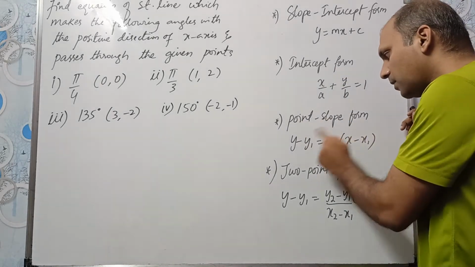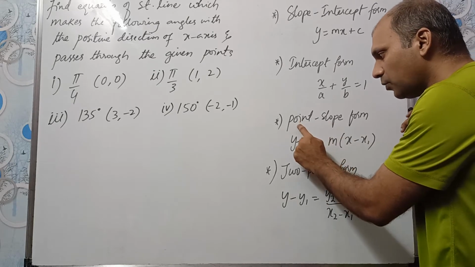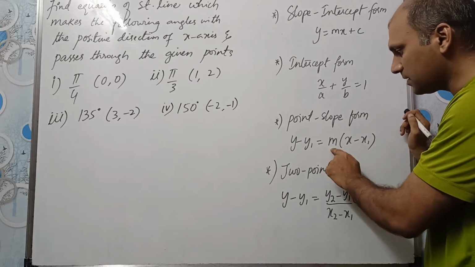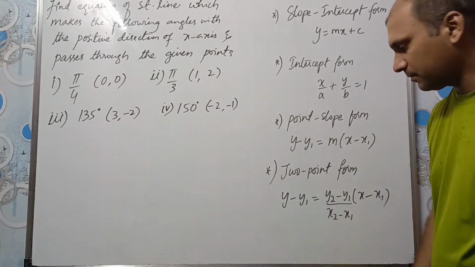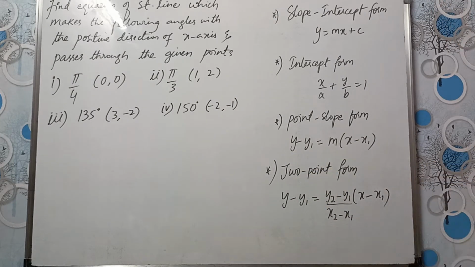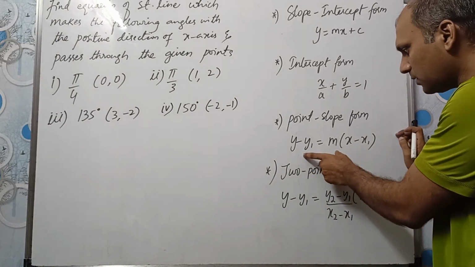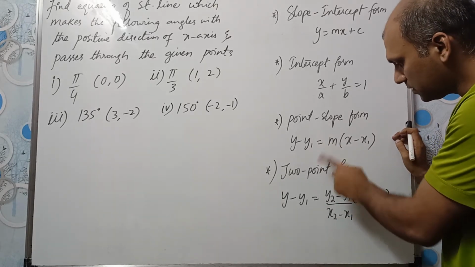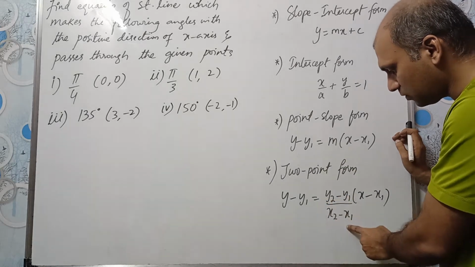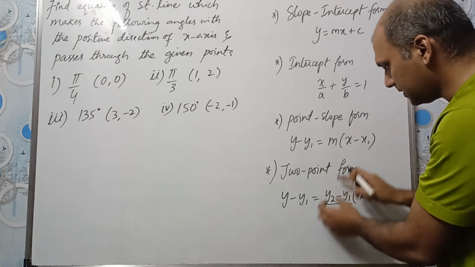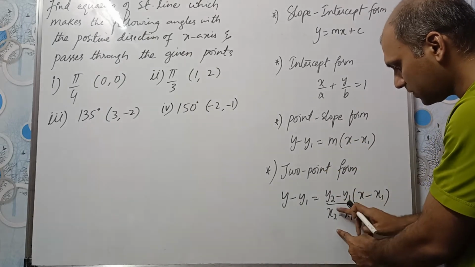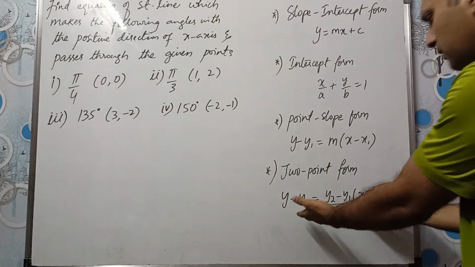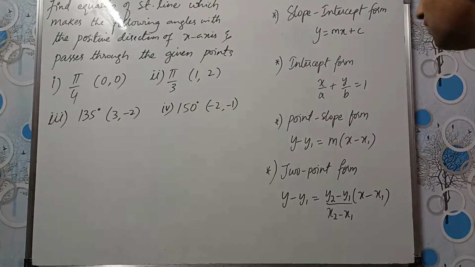Point slope form. One point and the slope will be given to us. So y minus y1 is equal to m into x minus x1. m is the slope, and x1, y1 is the point. Two-point form. Two points will be given to us. It is the same as the previous one. In place of m, we write the formula for slope. The formula for slope is y2 minus y1 divided by x2 minus x1. So y minus y1 is equal to y2 minus y1 divided by x2 minus x1, multiplied by x minus x1. We can write the two-point form in this form also. Now we have derived this.